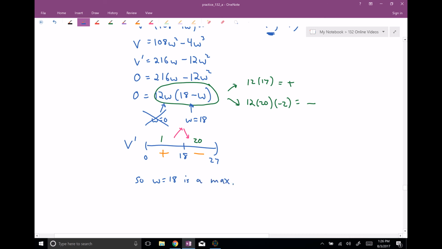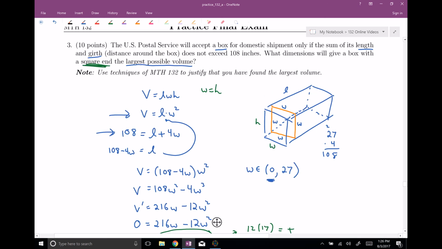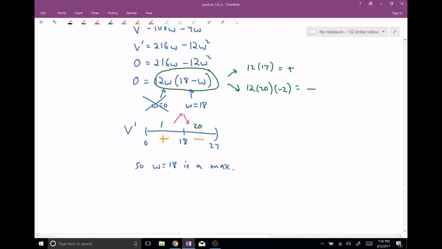All right, a couple things here. I did a bad job, right? So we have units in this case. So go back up here, right? Everything is in inches. So I want to say W equals 18 inches is a maximum. So always include your units if you can.